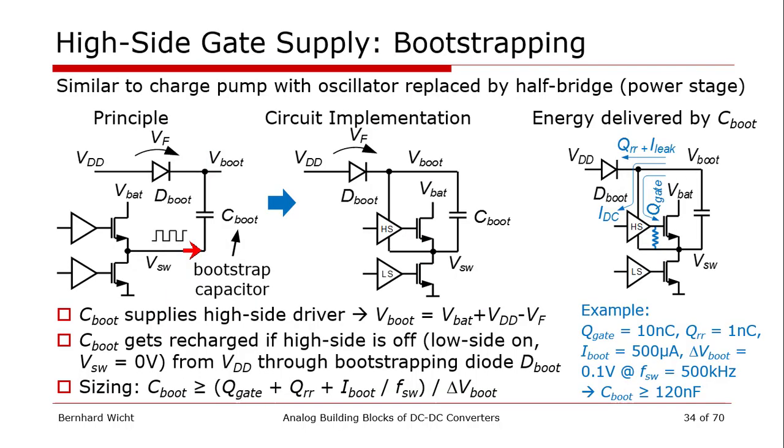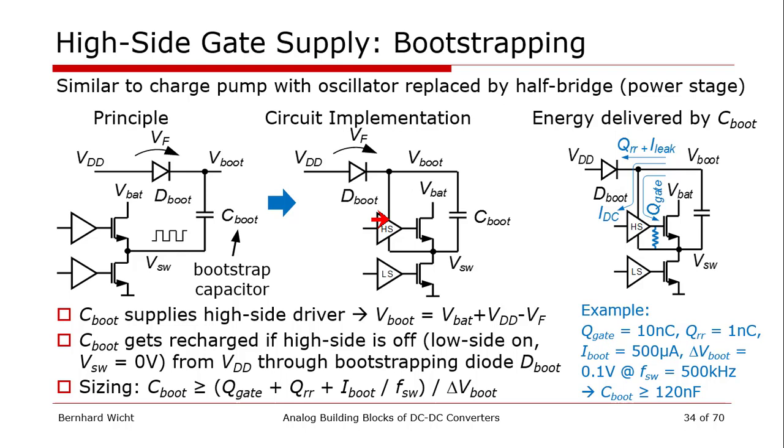So the bootstrap supply. This is the gate supply for the high side device. Let me outline the principles. So we make use of the switching nature of the bridge, and if we have our switching node at ground level, we simply charge a capacitor, the bootstrap capacitor, through a diode from a VDD voltage, which could be 5 volts, for instance. So we end up at 4.3 volts roughly, and we charge the capacitor. And now all we need to do is we connect the top plate of the capacitor to the high side driver supply.